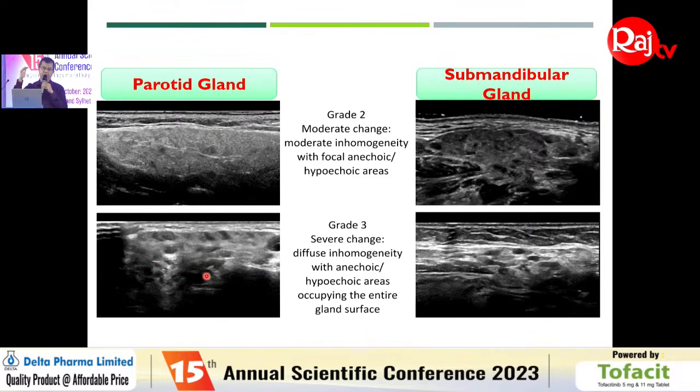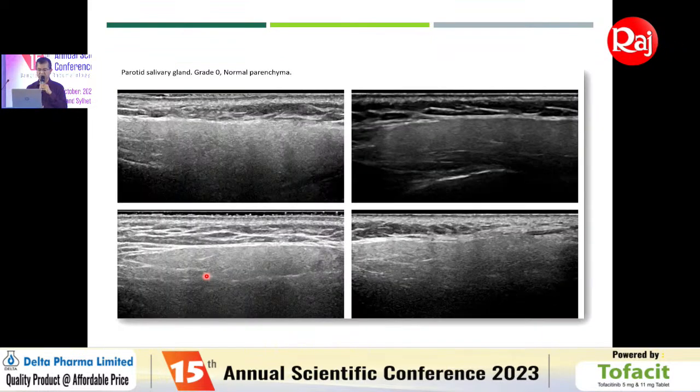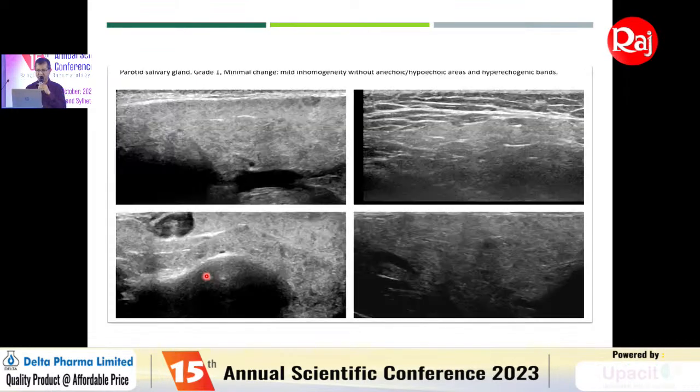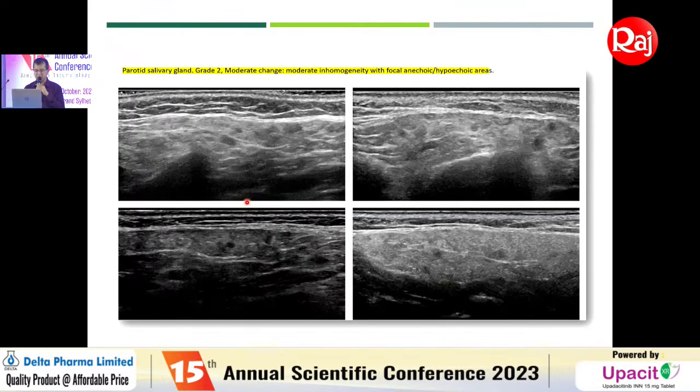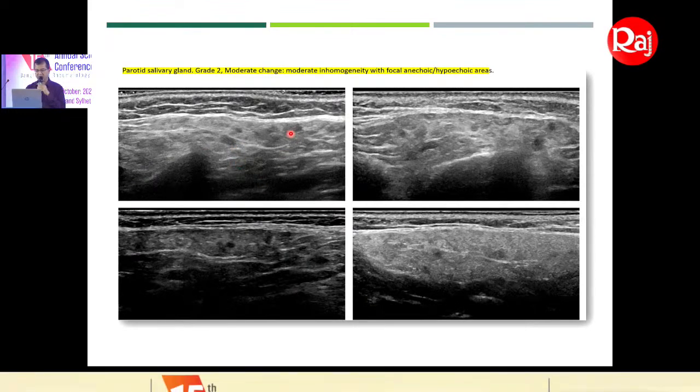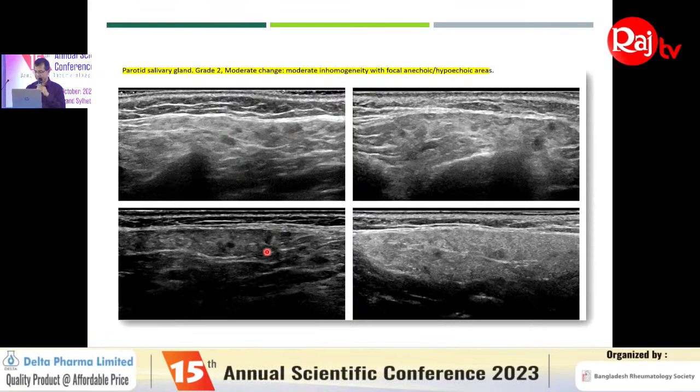So if we get any gland having grade 2 changes, that is suggestive of Sjogren's disease. There are some more figures. Due to time constraint, I'm not going there. We see here at least this one is grade 2, inhomogeneity along with some hypoechoic areas.